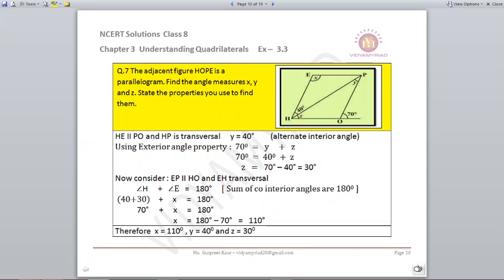Now consider EP parallel to HO and EH transversal. In that case you have x, angle E and angle H. Their sum will be equal to 180 degrees. H we already know is 70 degrees. So x we can find out by 180 minus 70, that comes out to be 110 degrees. So we were able to find out all the angles.